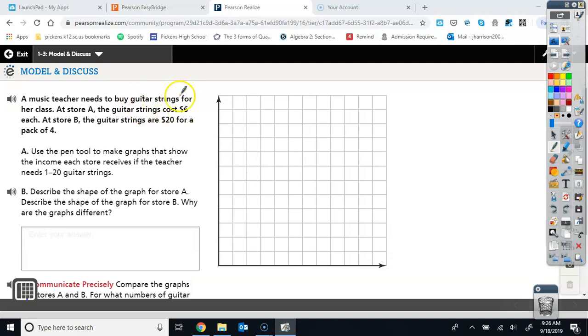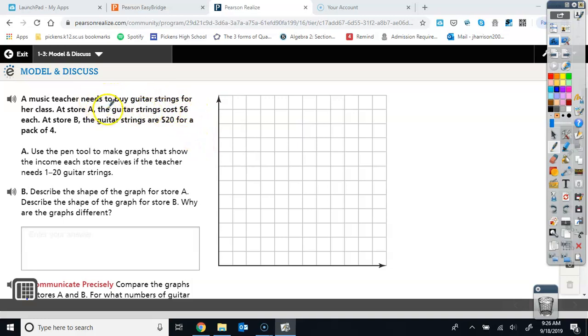A music teacher needs to buy guitar strings for her class. At store A, the guitar strings cost $6 each. At store B, the guitar strings are $20 for a pack of 4. Use the pen tool to make graphs that show the income each store receives if the teacher needs 1 to 20 guitar strings. Now, if you're just following along, you don't have to use the little pen tool on your textbook. But let's take a look at what happens if store A is the one that she uses.